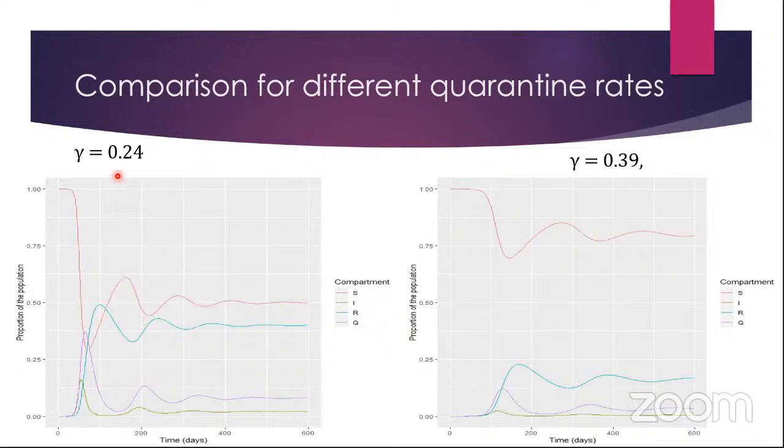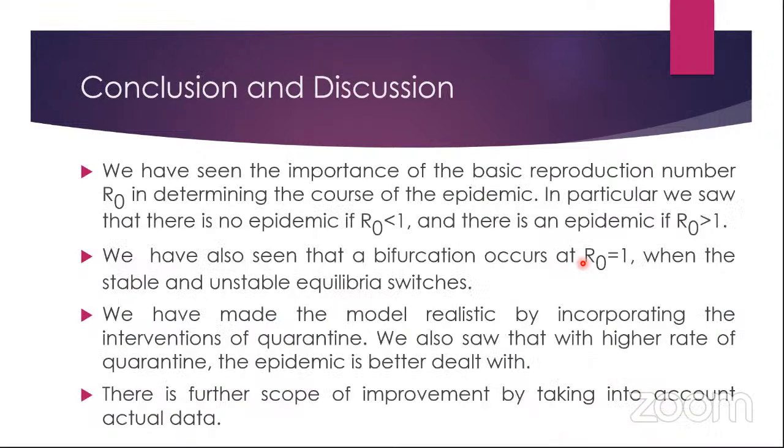So in the first case, when gamma was lower, we see that almost 50% of the people remain unaffected by the virus, whereas in the second case, when gamma is more, around 80% of the people remain uninfected by the virus. So we see that the higher the quarantine rate, the better it is for the people.